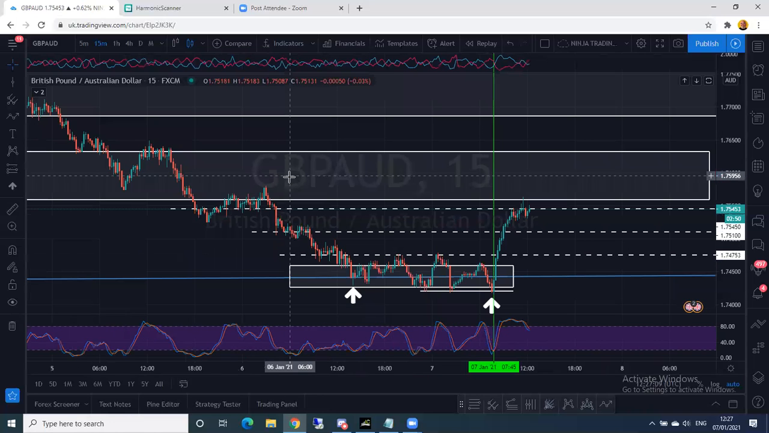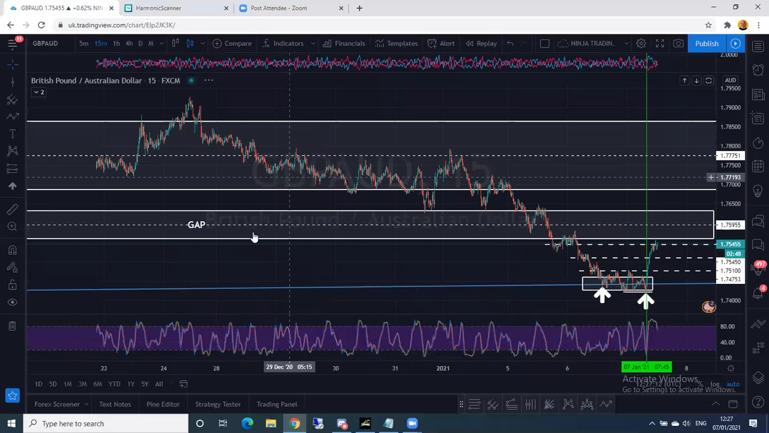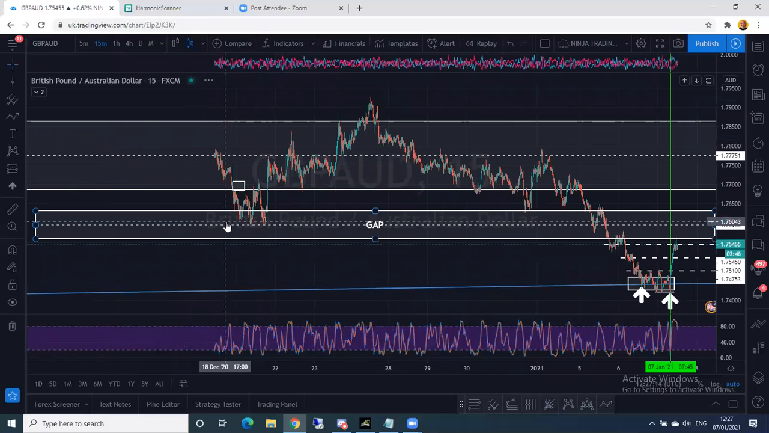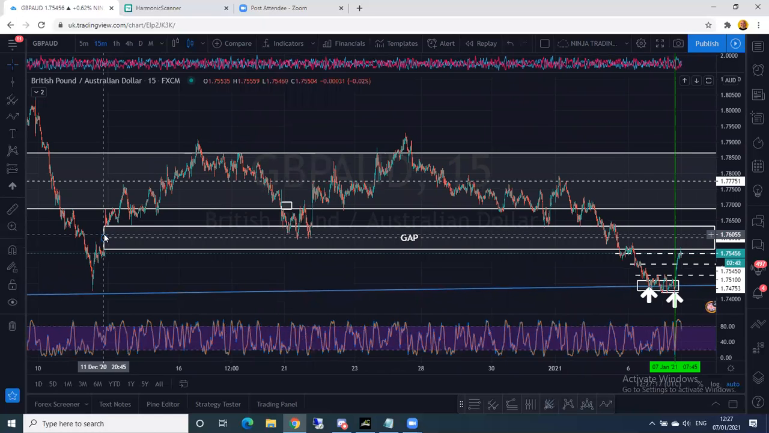So I'm just going to scroll out a bit. And this was a gap from back here on the 11th of December. So when the markets opened on the 11th of December, they closed there and opened up here. So this gap had to be filled at some point. It came down about halfway through that gap, but it was only recently, on the 5th, that it actually fully closed that gap.